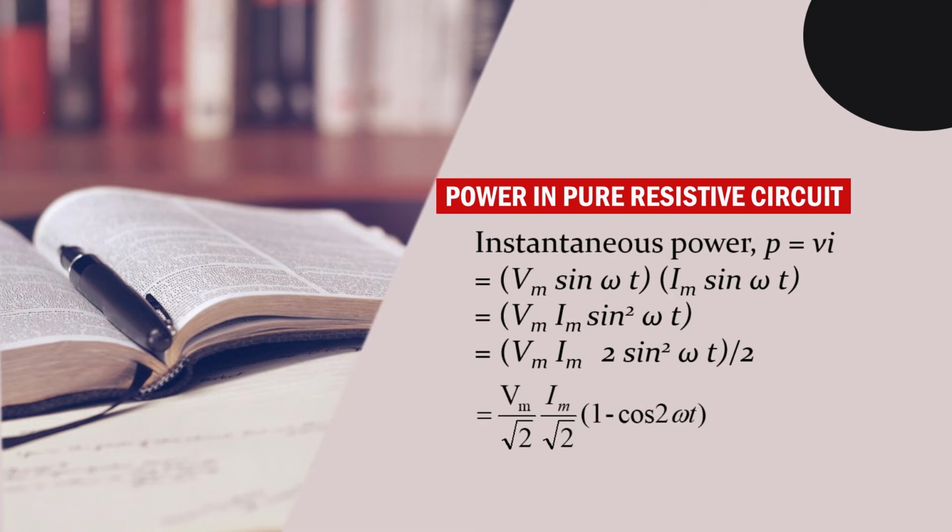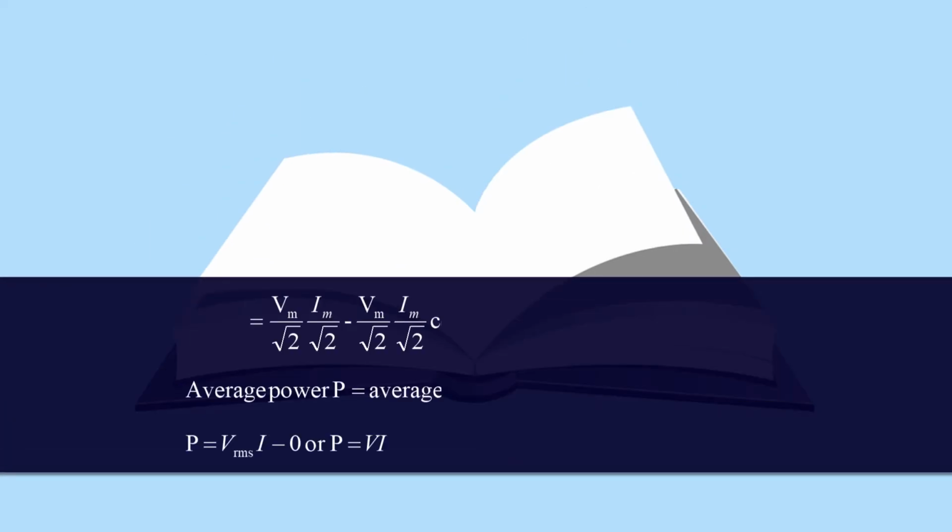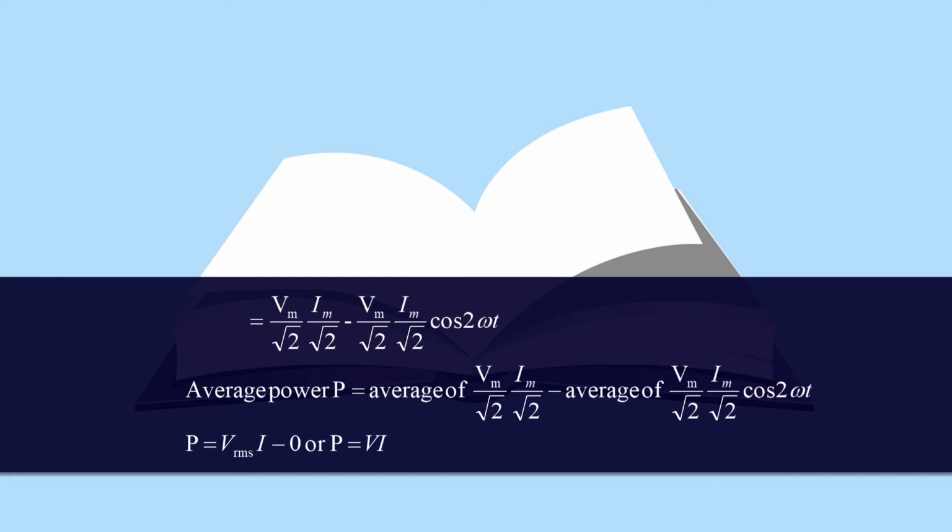2 sin²ωt can be written as 1 − cos 2ωt. So after solving, you will get the expression Vm upon √2 into Im upon √2 minus Vm upon √2 into Im upon √2 into cos 2ωt. The average power consumed in the circuit over a complete cycle, that is capital P, is equal to the average of Vm upon √2 into Im upon √2 minus the average of Vm upon √2 into Im upon √2 cos 2ωt. Here you can see that the average of Vm upon √2 into Im upon √2 cos 2ωt can be written as 0.